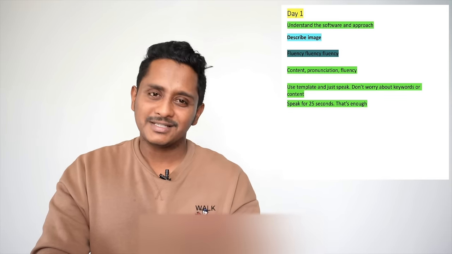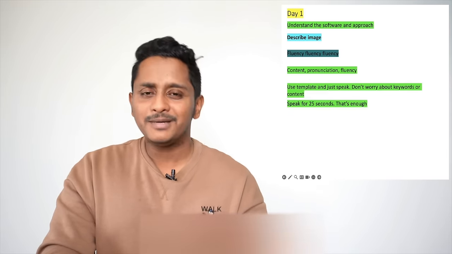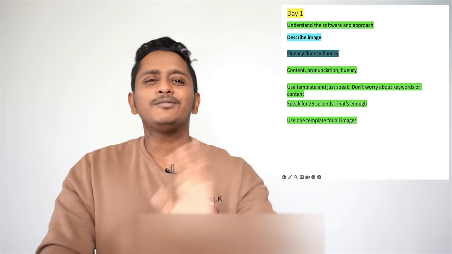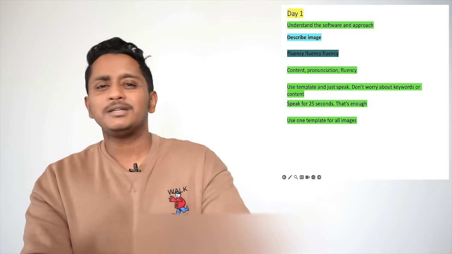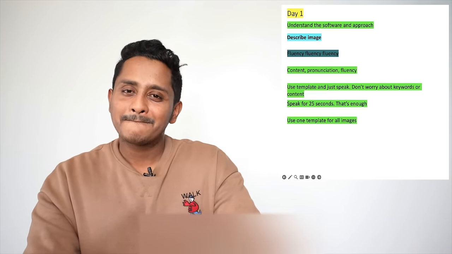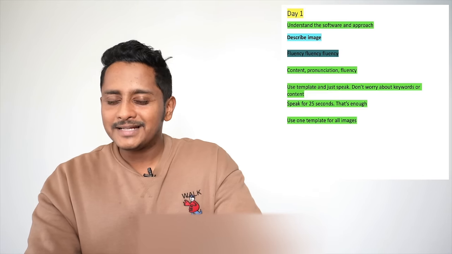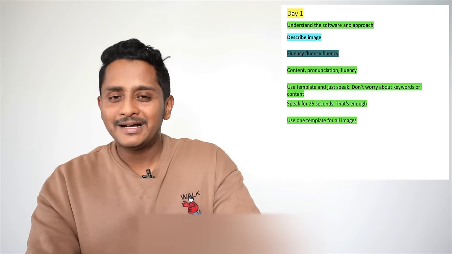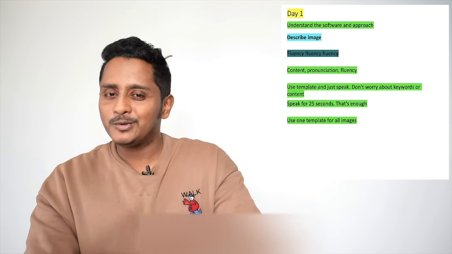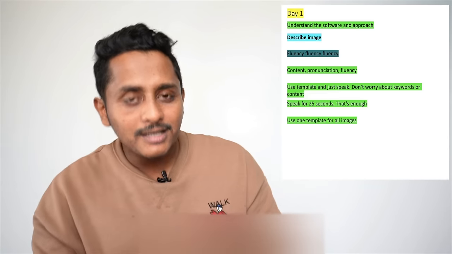I have given a lot of templates. Lots of videos have the templates. In this also, I'll give you the same template, but it is the fluency. Use one template for all the images. Just speak. You don't have to speak with multiple templates. Speak for 25 seconds. That's enough. Click next immediately. Once done, it is the fluency. If you fumble, you lose marks. Template will not give marks.